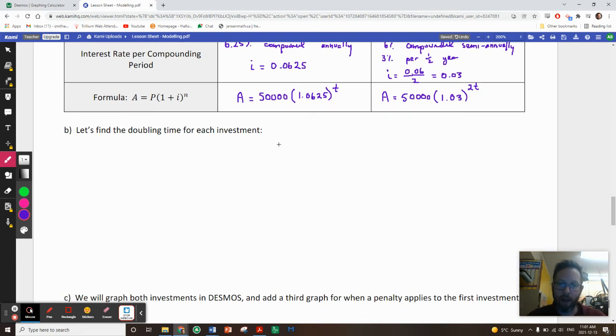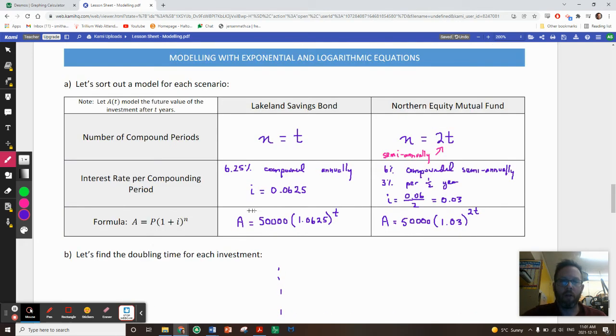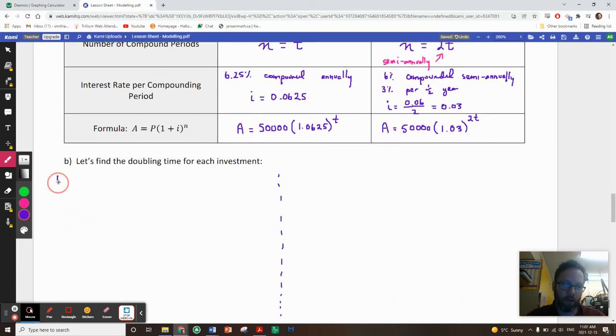So let's do that. I'll put LSB over here. We're looking for when the future value equals $100,000. That's the doubling, 50,000 doubled. And we have to solve this equation for t. We get exactly 2 equals 1.0625 to the power of t. We're old hats at this now. We know to take the log of each side.